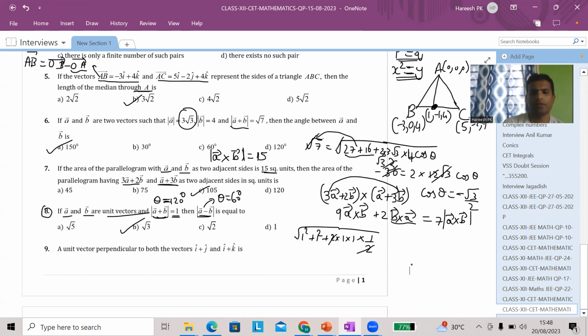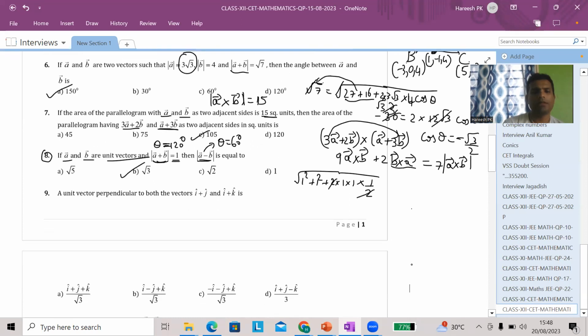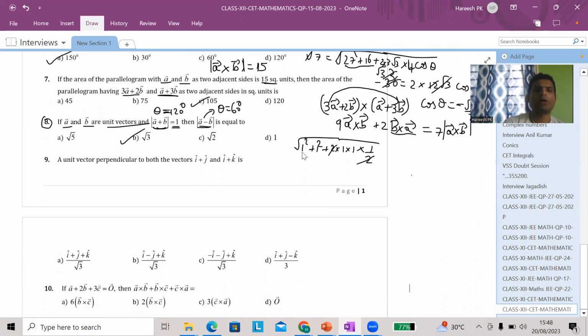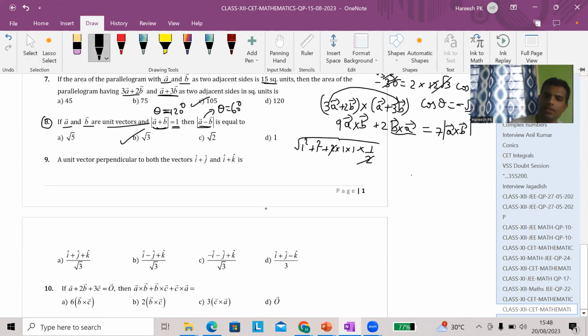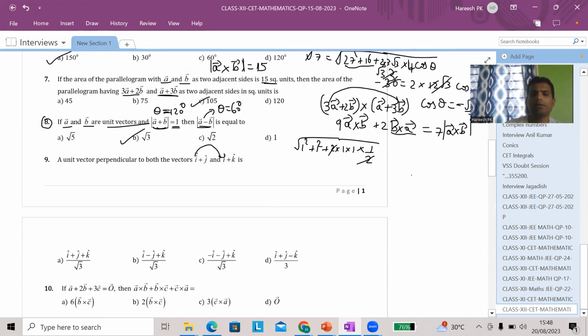Ninth question. A unit vector perpendicular to two vectors. So how to find a vector perpendicular to both? Just take the cross product. So let us directly take the cross product. I cross I is 0. So I cross k. I cross k is minus j. And j cross I, I cross j is k, so j cross I is minus k. And j cross k will be plus I. So this is what I get. I cap minus j cap minus k cap, right?